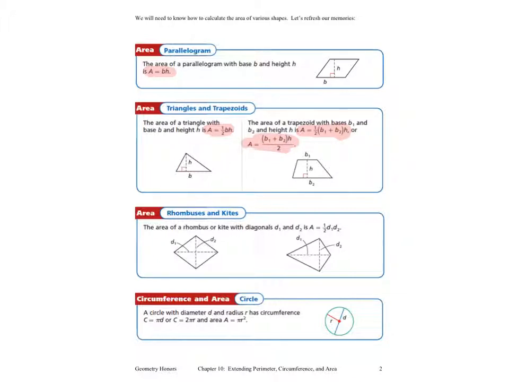Rhombus and kite should be the only thing that you haven't really seen before, which is A equals 1/2 D1 times D2. And the D's stand for diagonal, so diagonal 1 times diagonal 2, and then half of that. And for circles, we have circumference, which is the distance around, that's pi d or 2 pi r. And we have area, the space inside, which is pi r squared.